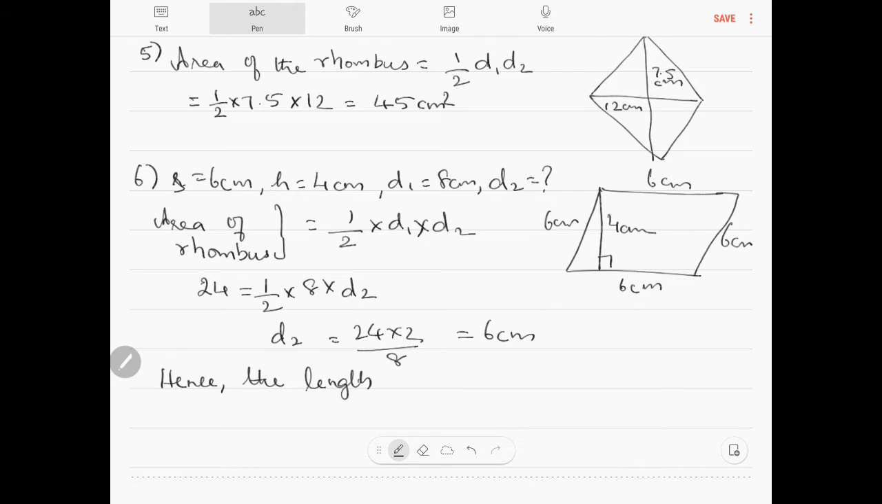Hence, the length of the other diagonal is 6 centimeters.